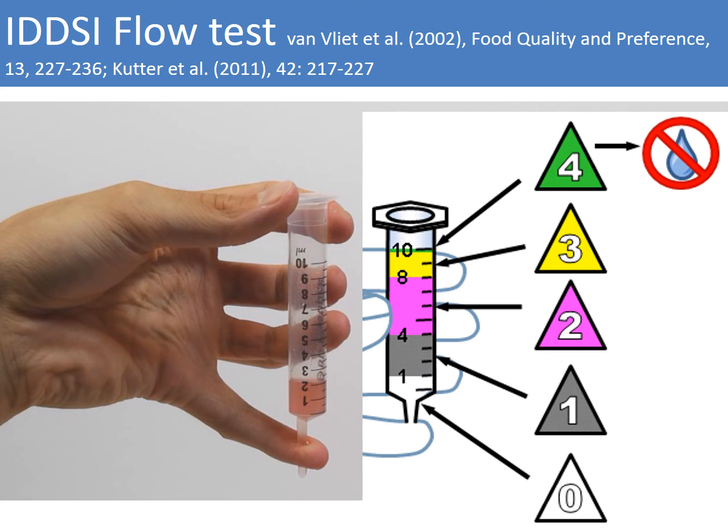Level 4, there will be no flow through the syringe, and we would recommend that you use a fork and a spoon to test that liquid instead.